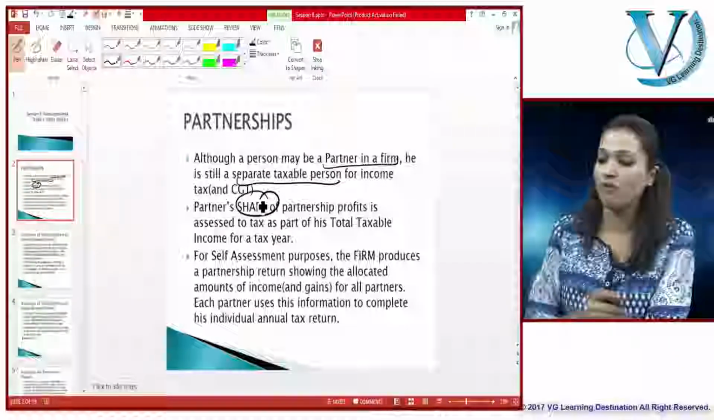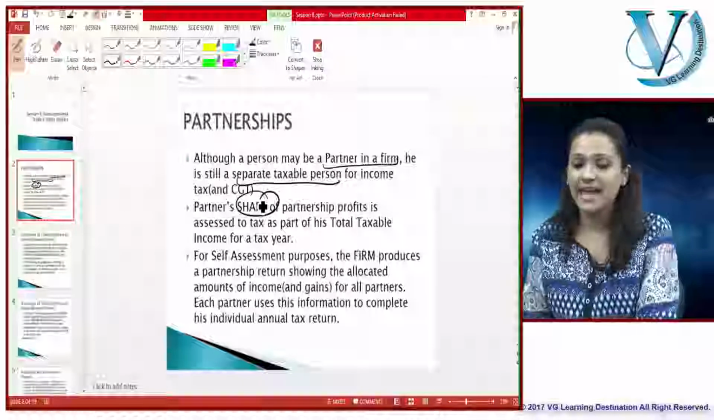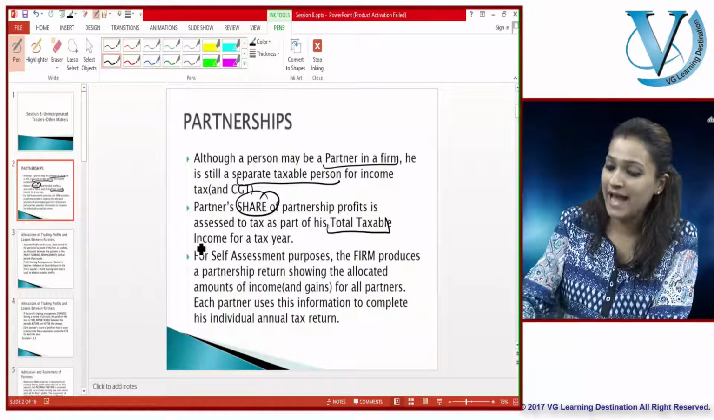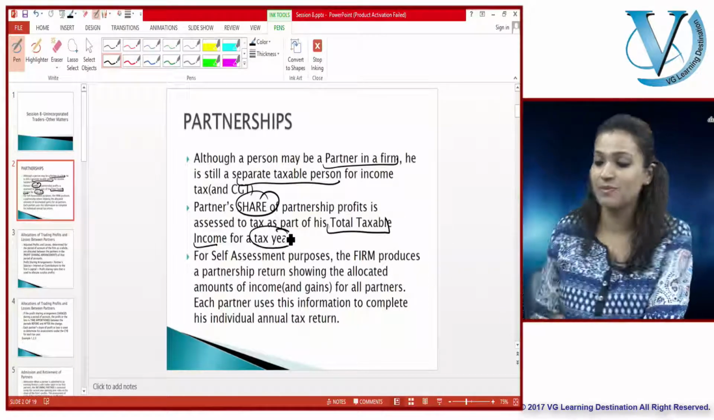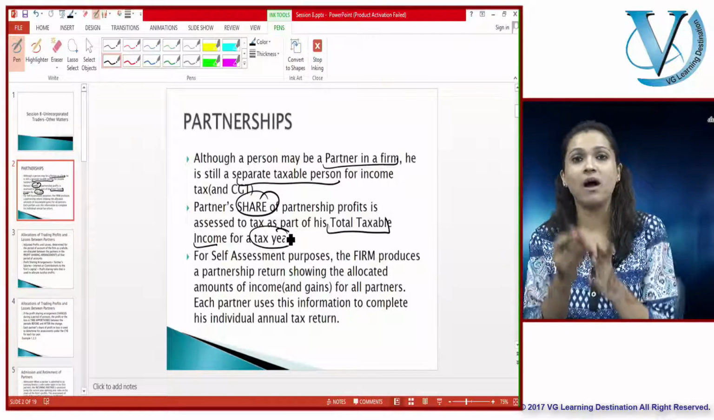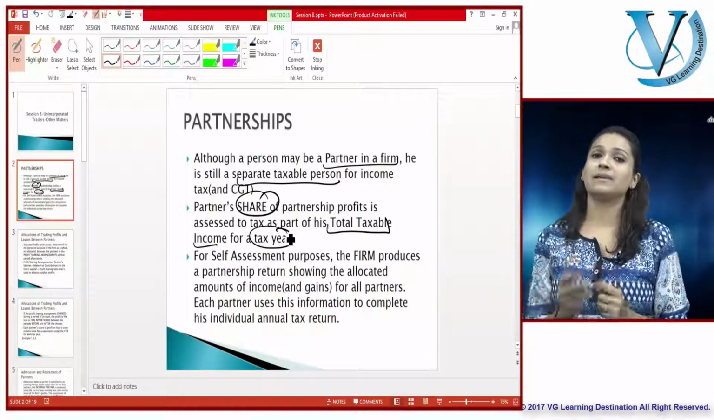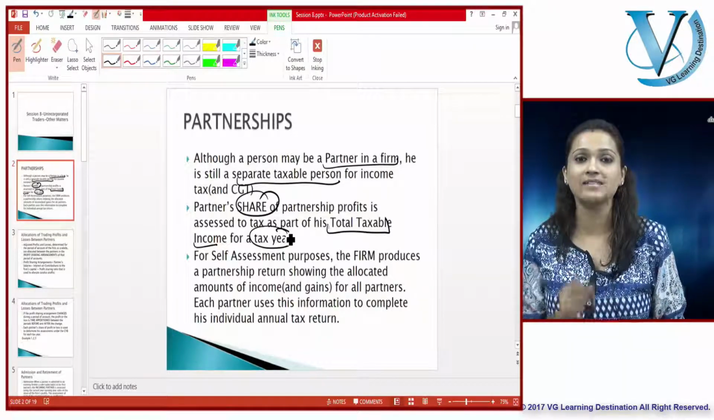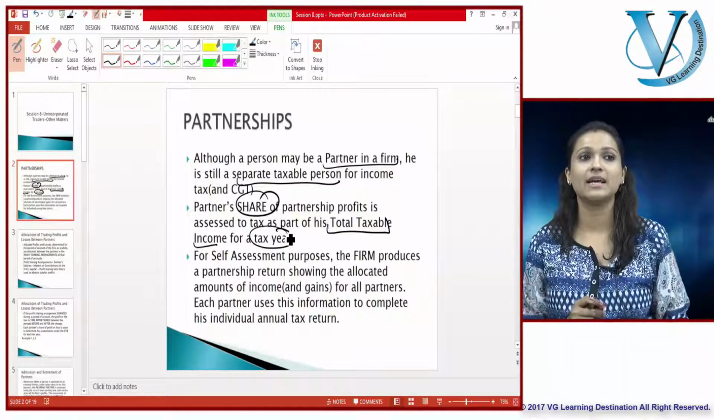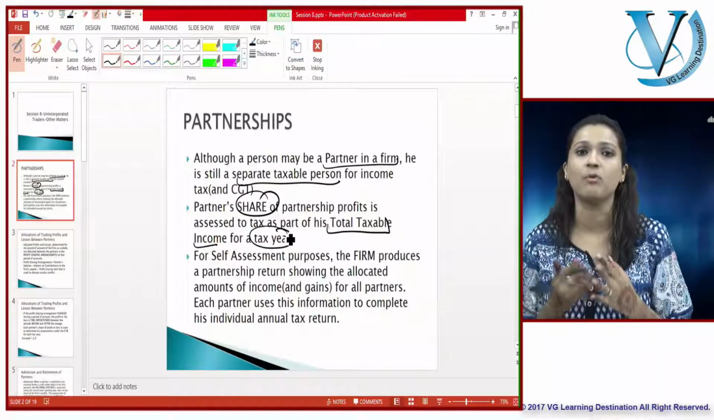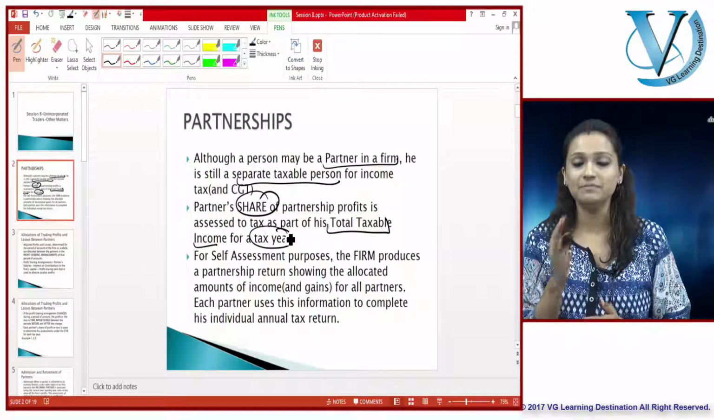A partner's share of the partnership profits is assessed to tax as part of his total taxable income for the tax year, which basically means whatever is the partner's share of the profits gets added as his own personal income under income tax computation. So that is basically a part of his computation. That is basically a part of his income upon which he is going to pay income tax.